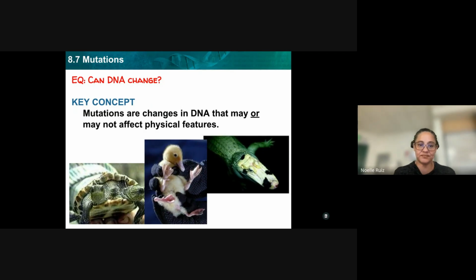And then there's some fun pictures. A turtle with 2 heads, a duck with 4 feet, a spotted, I don't know if it's an alligator or a crocodile. Either way, those spots aren't supposed to be there.